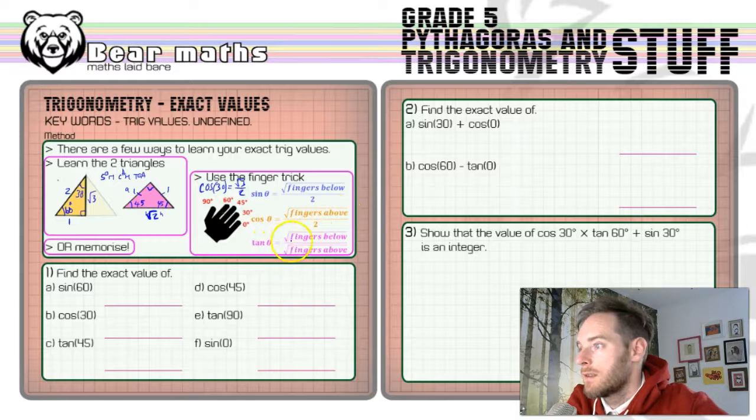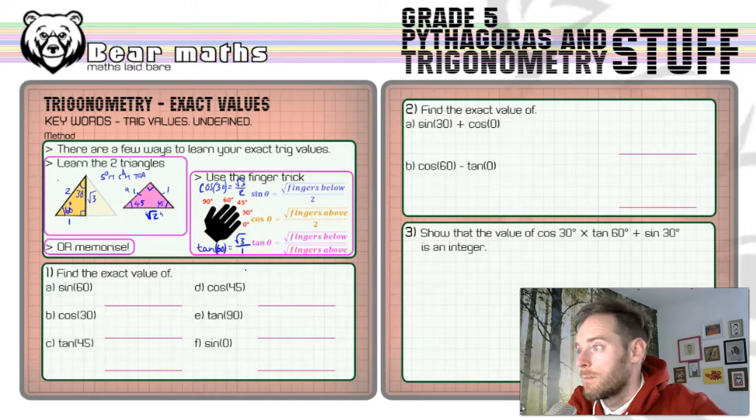And then tan is the square root of the fingers below divided by the square root of the fingers above. So if you wanted tan of 60, for example, there's 1, 2, 3 fingers below. So tan of 60 is equal to the square root of 3. And then the fingers above will be the square root of 1, and the square root of 1 is just 1.